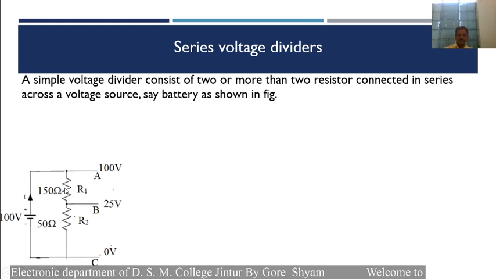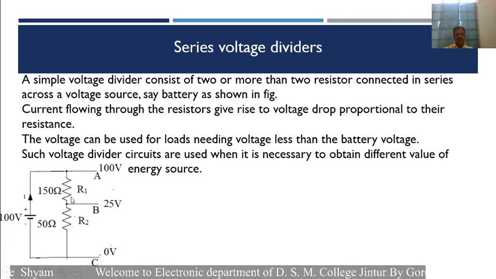This is the voltage divider circuit, and here this is one resistance, this is the second resistance, and the voltage of the battery which is connected across the two resistances is equal to 100 volt. Therefore, each resistance divides the voltage depending upon the value of that resistance. So the current flowing through each resistance is the same, because this is a series circuit.